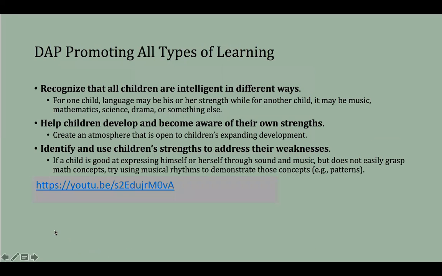And you can go here and see how to promote all types of learning. You want to recognize that children are intelligent in different ways and help children develop and become aware of their own strengths, right? And you want to identify and use children's strengths to address their weaknesses. If a child is good at expressing himself or herself through sound and music, but doesn't easily grasp math concepts, then try using musical rhythms to demonstrate concepts of math, like patterns.